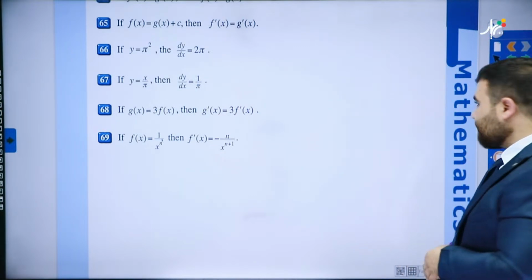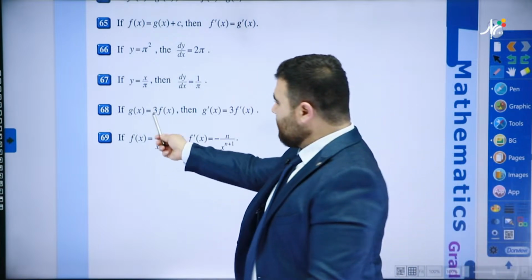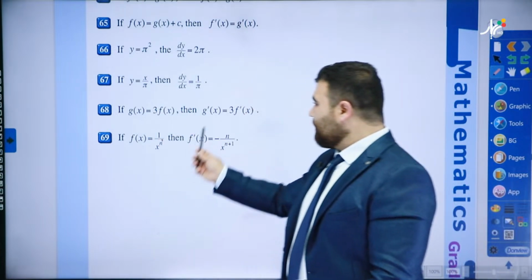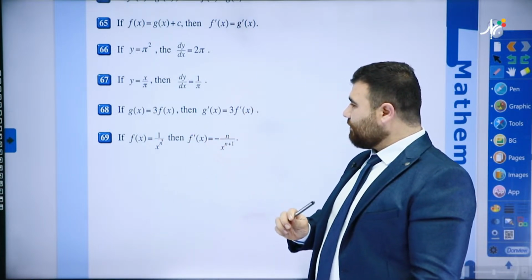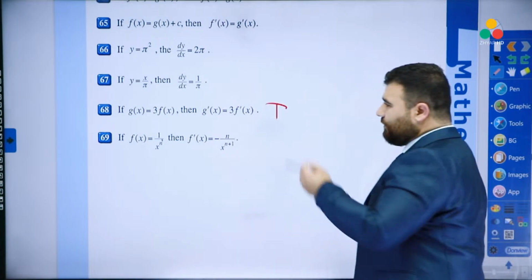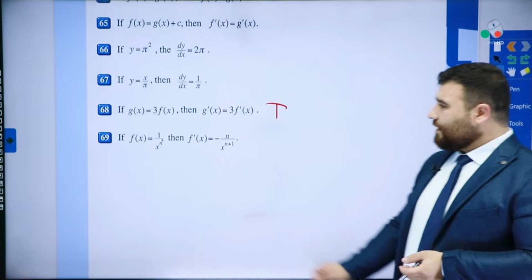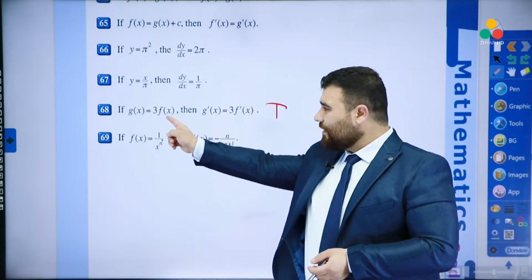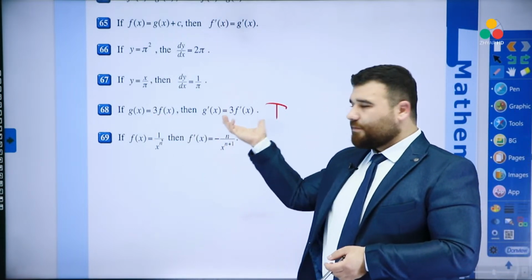68. g of x is equal to 3f of x, then g prime of x is equal to 3f prime of x. The answer is true. We don't need to have an example. We already had an exercise like this. The constant here stays the same. Then the derivative of f is f prime. This is correct.